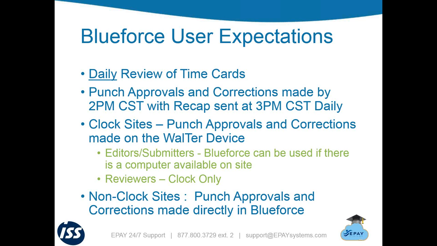Now, with that, punch approvals, which are those scenarios where employees punched in from the wrong phone number or had a finger issue with a fingerprint on the Walter devices, and corrections I mentioned have to be made by 2 p.m. Central Time with a recap that is emailed to all submitters at 3 p.m. daily. So if you ever get that report and you see some open punches or references to issues you had, that is because those were not done in a timely manner as noted here on the system.